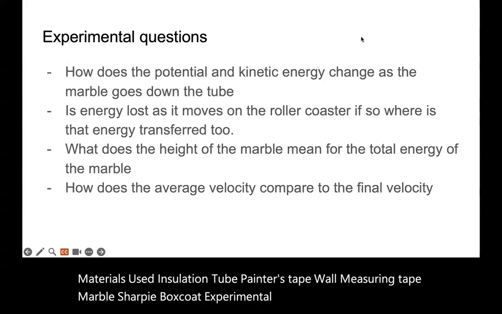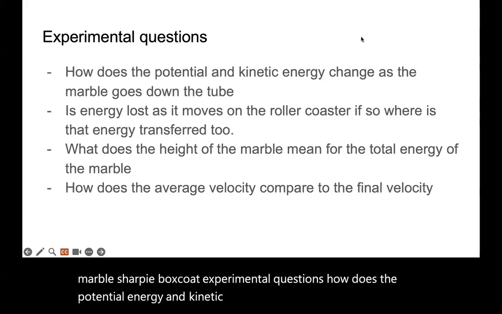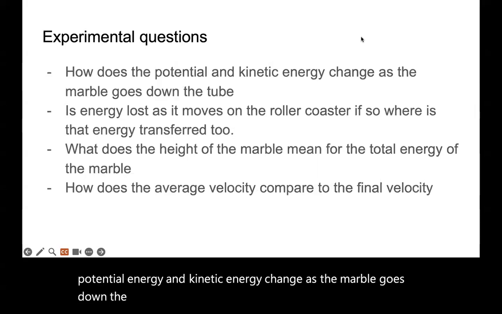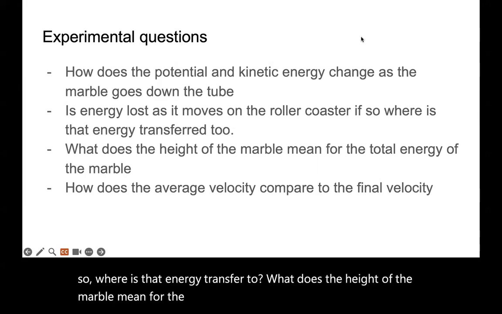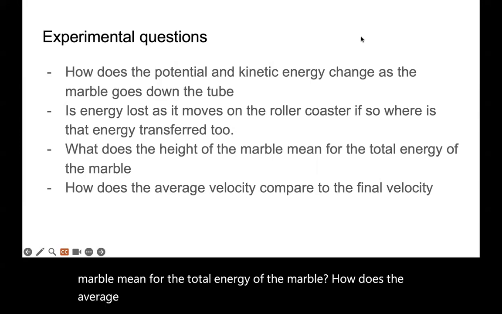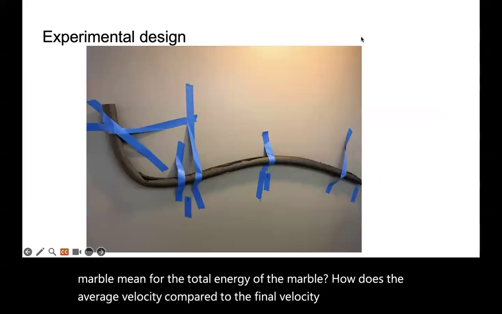Experimental questions. How does the potential energy and kinetic energy change as the marble goes down the tube? Is energy lost as it moves on the roller coaster? If so, where is that energy transferred to? What does the height of the marble mean for the total energy of the marble? How does the average velocity compare to the final velocity? Experimental design of the roller coaster.